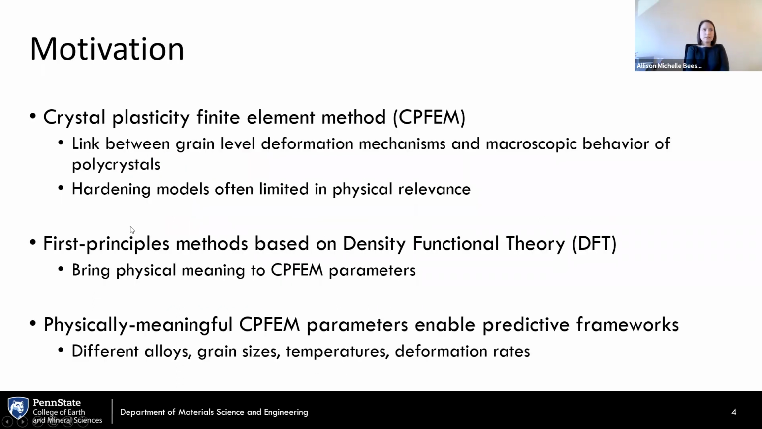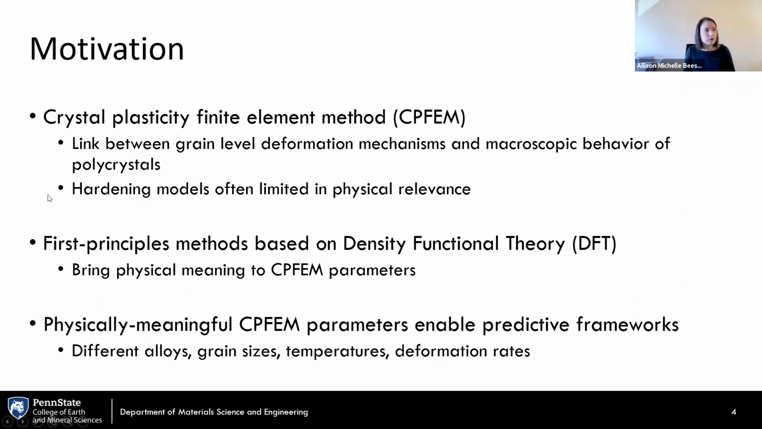So the motivation for this is that crystal plasticity finite element modeling is a more detailed method than continuum plasticity modeling. This allows you to define the grains within your material and to understand and describe how the grains deform plastically. And so you get that information between grain level deformation and the macroscopic behavior of a polycrystal material. So you define your stress strain curve, but then locally you see how those grains deform.